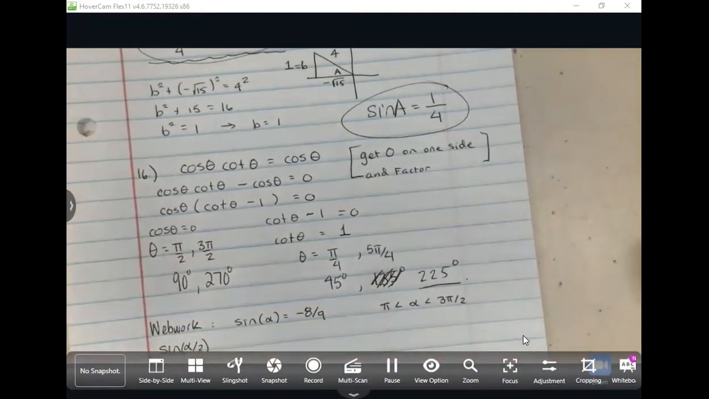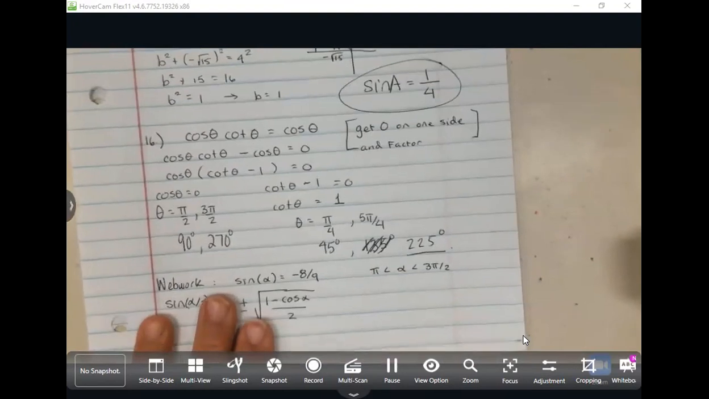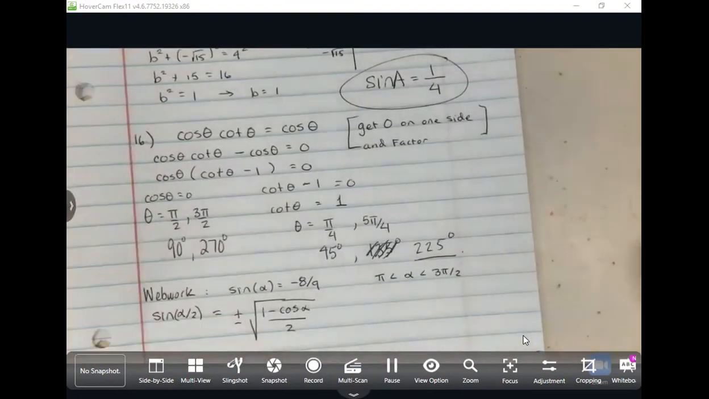If we're looking for the sine of a different angle than the one we're given, we have to use an identity. The identity for the sine of alpha over 2 is plus or minus the square root of 1 minus cosine of the single angle over 2. And so now we fill the numbers in. How do we fill the numbers in? Well, we know one of them. We should know them all.